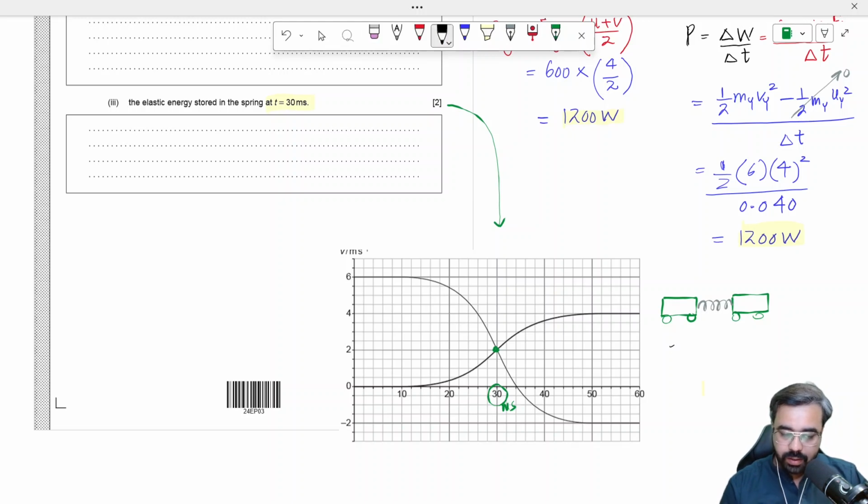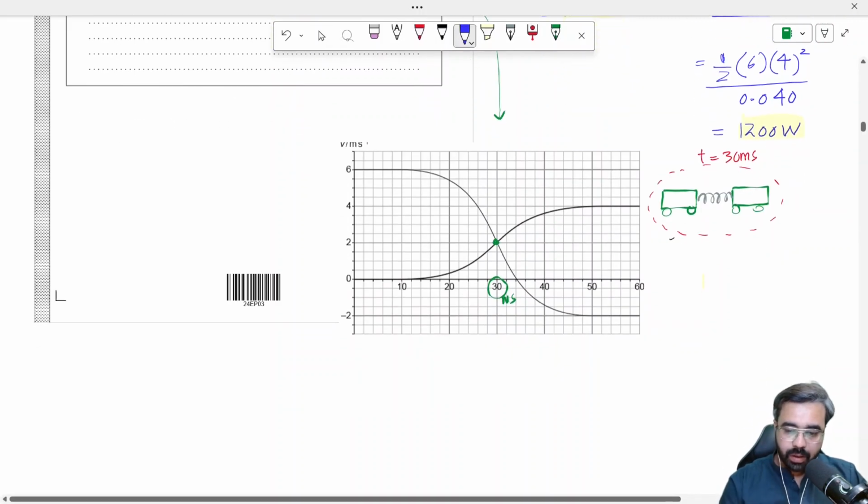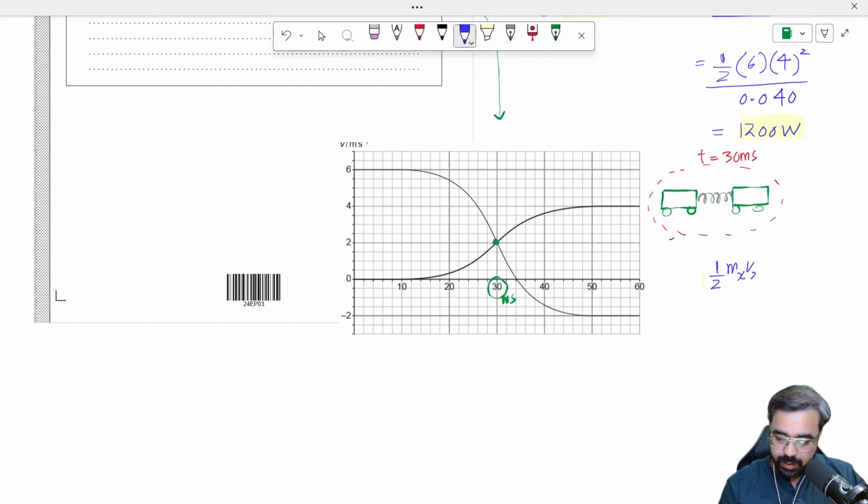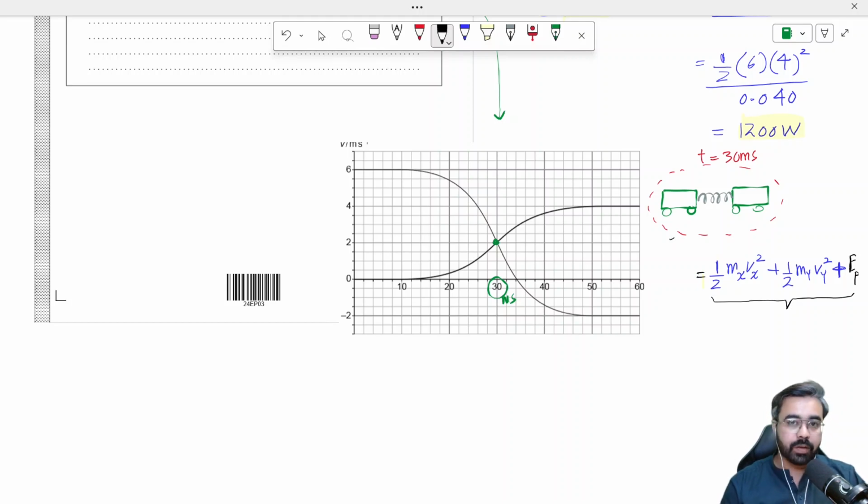So right now I can say the total energy right at this moment of time, that time t is equal to 30 millisecond. What is the total energy right at this moment? We can say it is 1 over 2 mx vx square plus 1 over 2 my vy square. This is the kinetic energy of both carts, plus the important thing, potential energy. This sum of total energy right at this moment cannot change. If you apply the law of conservation of energy, it should be equal to 54 joule.